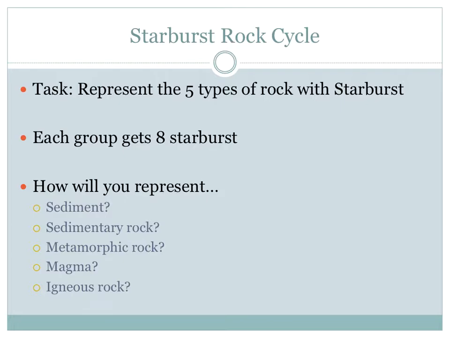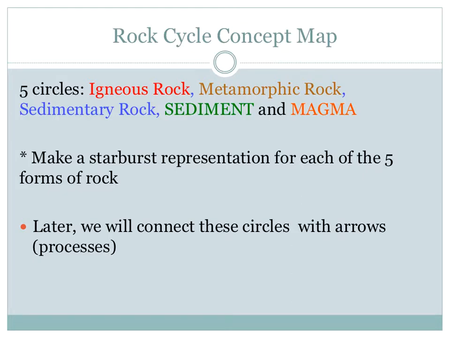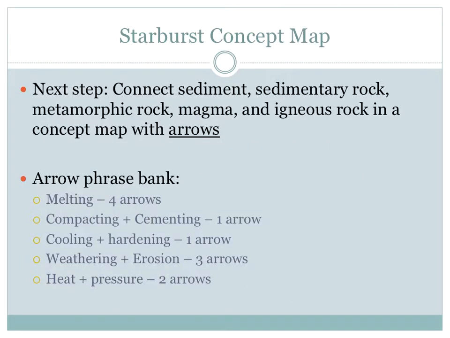So in class, you made a Starburst rock cycle. I actually made sure to take pictures of that before I left, so I might upload those pictures. All groups represented the 5 types of rocks with Starburst, but only some of you started connecting them with arrows. So I'm going to skip to the arrow part.